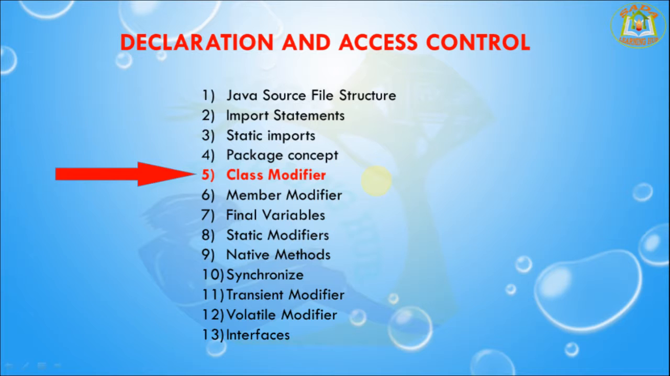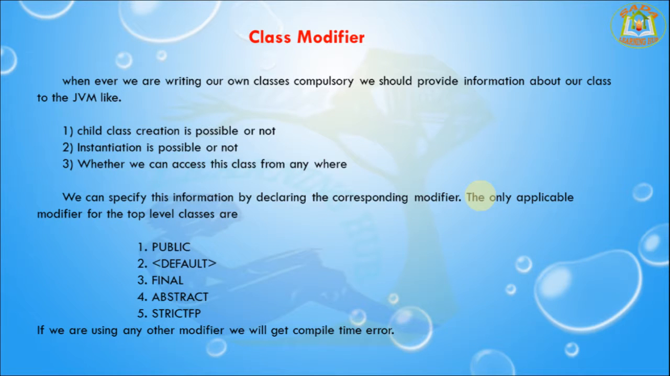Today's session we are going to learn class modifiers in Java programming language. Whenever we are writing our own classes, we should compulsorily provide some information about our classes to the JVM, like whether this class can be accessible from anywhere or not, whether child class creation is possible or not, whether object creation is possible or not, etc. We specify this information by using the corresponding modifiers.